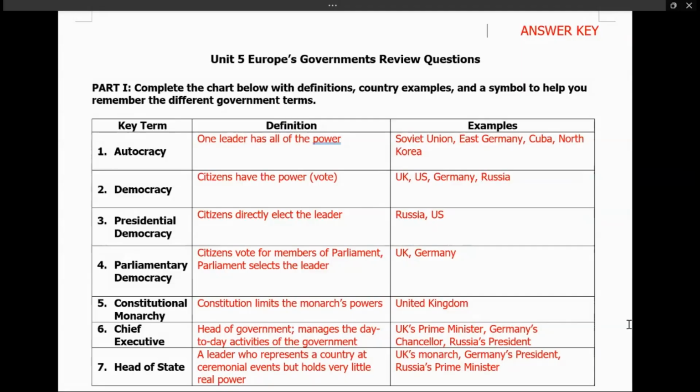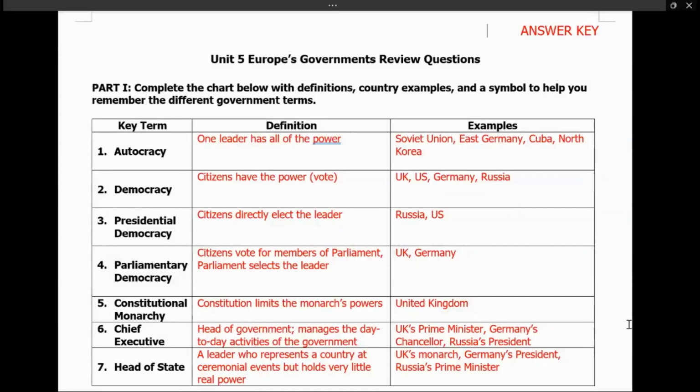And as you guys notice, out of these three countries, Russia is the only one that has the name president as their chief executive. And of course, they're the only one that has presidential democracy. Seven, head of state, a leader who represents the country at ceremonial events, but they hold very little power. So head of state is basically just a representative, just there as a ceremonial figure. They don't really have much to do, but they're just there to represent the country.